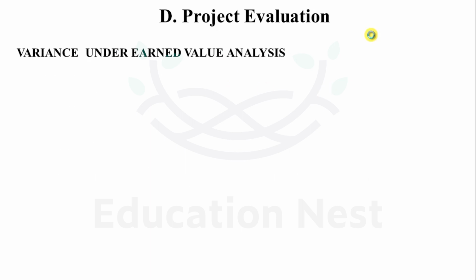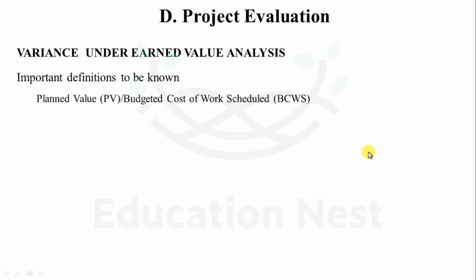So going ahead, to understand this earned value analysis, we need to understand some variances which are computed under it. To understand these variances, it's important for us to know a few important definitions beforehand. Planned value, or the budgeted cost of the work scheduled. This is the total amount of work scheduled to be completed as per the milestones which were defined originally.